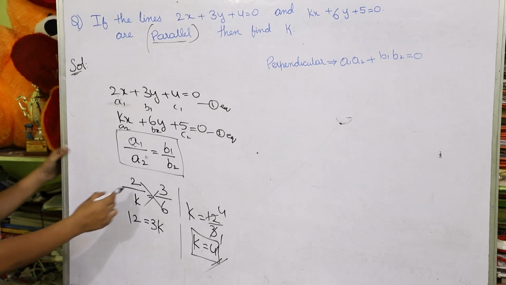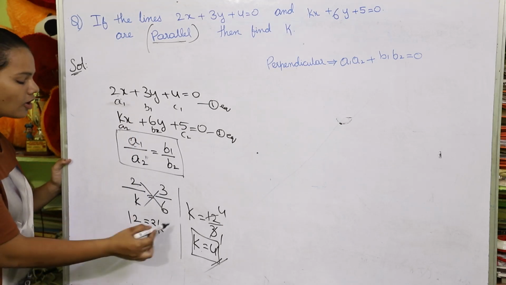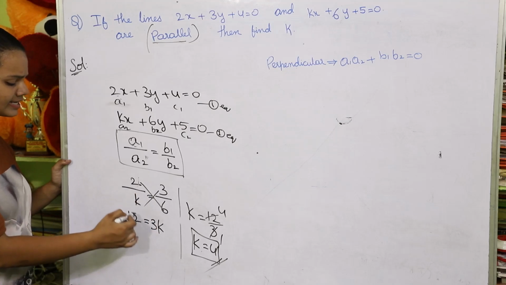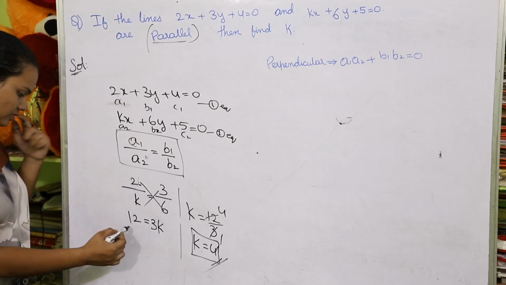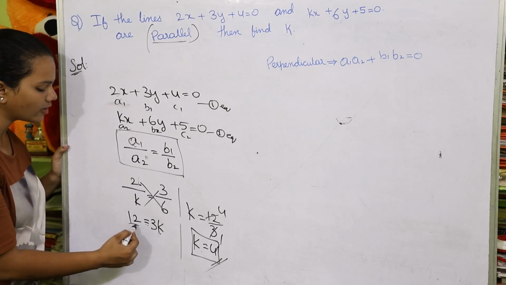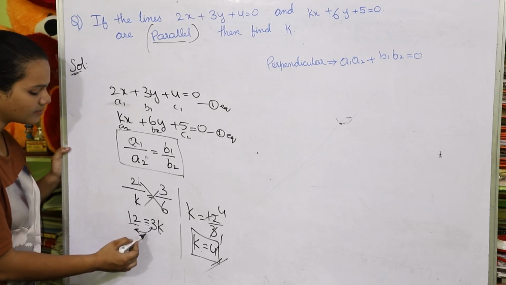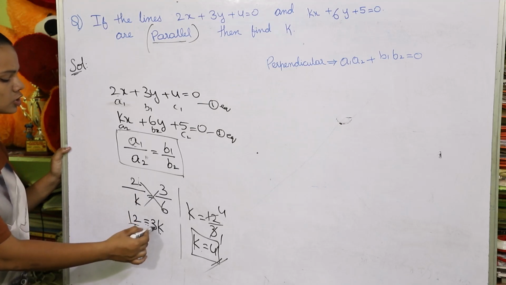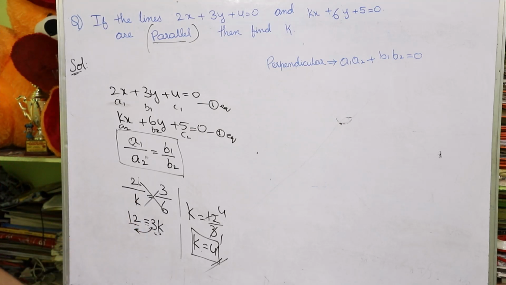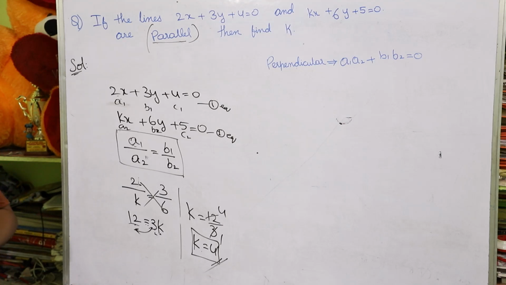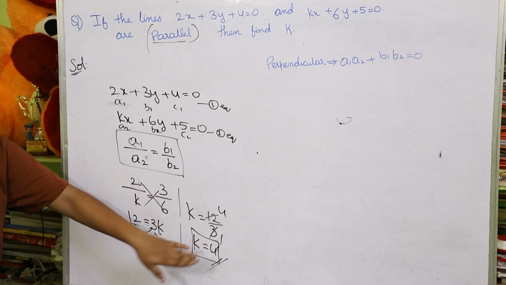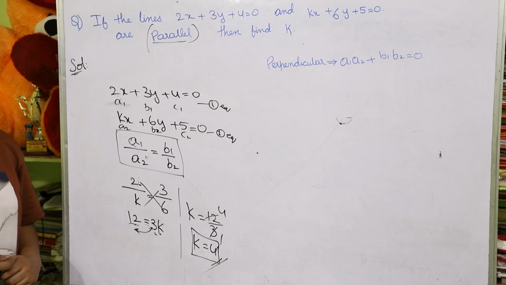So that's what I have written: 2 by k is equal to 3 by 6. Cross multiply this, guys. Here you write 6 times 2, which is 12, equal to 3k. Now transpose 3 to the other side because we need the k value. So k is equal to 12 by 3. 3 times 4 is 12. So k is equal to 4. At last we got the k value is equal to 4, right?